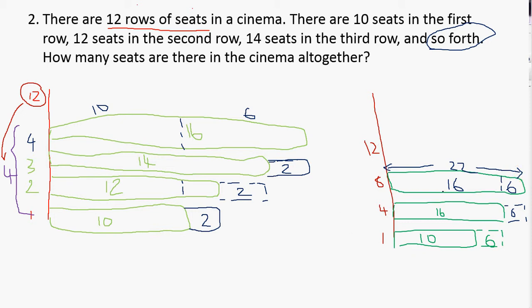What will be row number 12? Row number 12 will be 22. There's no space there, so I'm just going to imagine this one is also 6, and this will be 22. So row number 12 is 22 plus 6, correct? And that will give you 28. Yes?